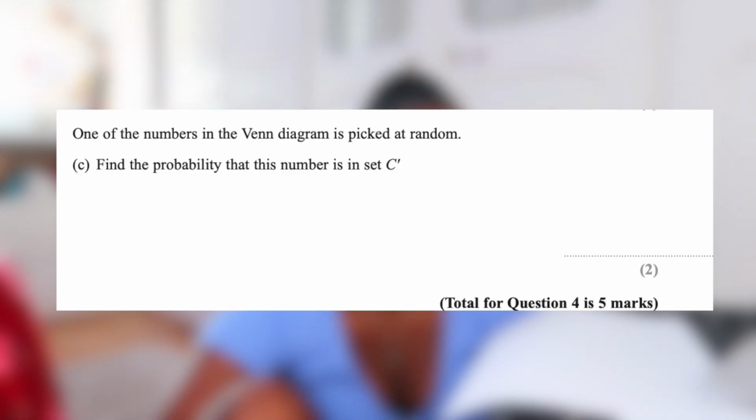Oh, I'm missing this one out too. One of the numbers in the Venn diagrams is picked at random. Find the probability of the number in set C. I don't know. I don't know.